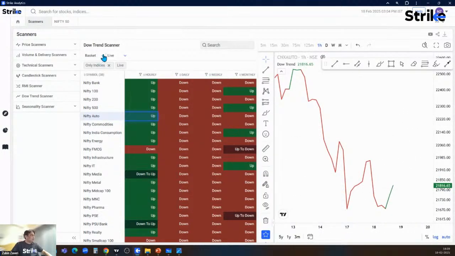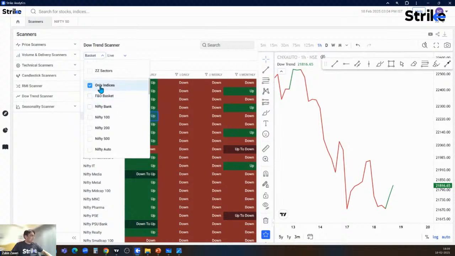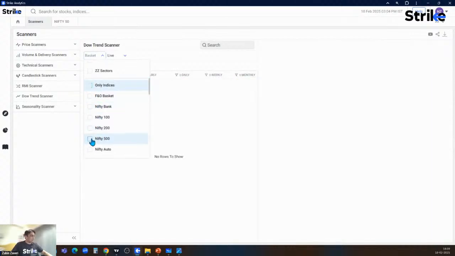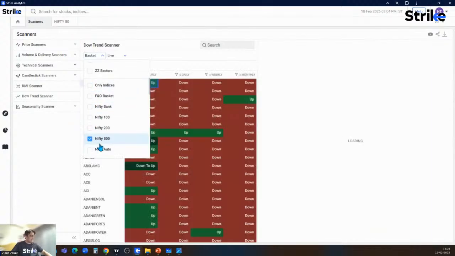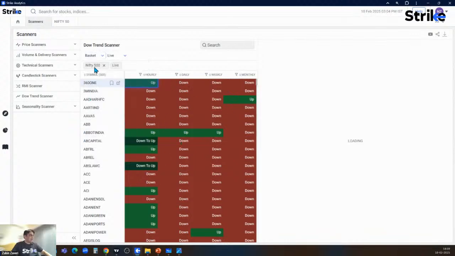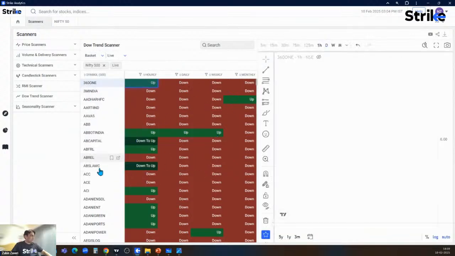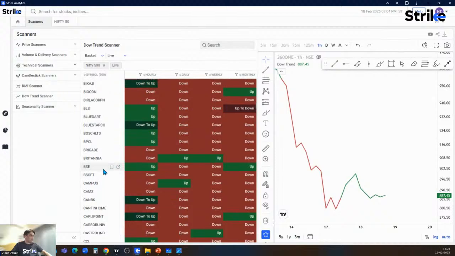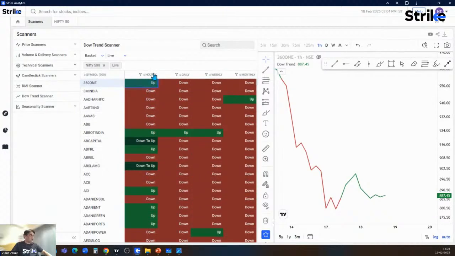There is a basket where you can select only indices, or you can select some cash stocks. You can say Nifty 500, and you will get the list of all the Nifty 500 stocks included over here, along with hourly, daily, weekly, and monthly time frames, and what the trend is on these time frames. Along with that, you will get a nice tabular format. Let's suppose about India: we can see on a weekly chart the trend is up.